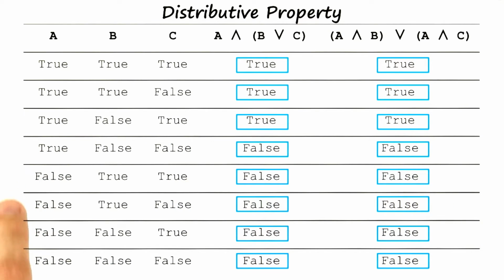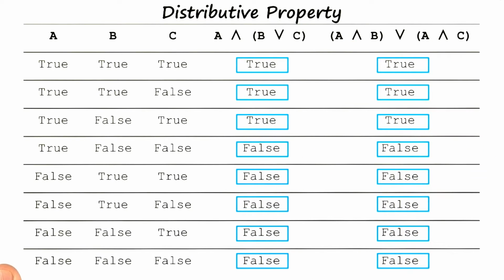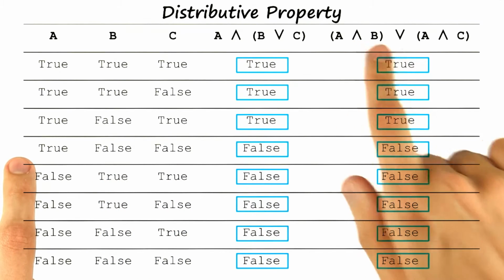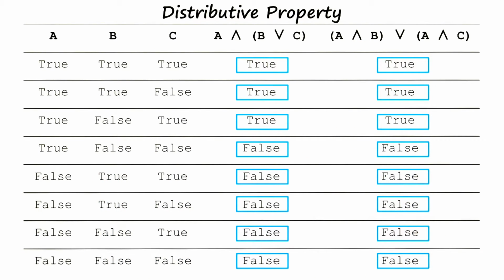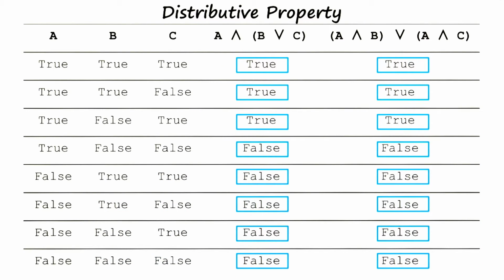For all the ones at the bottom, A is false, which means it's going to go ahead and render both of them false. And for the fourth one, B and C are both false, meaning each individually is going to become false. So what we see here is that the truth values for these two formulas actually end up the same, so I guess they're equivalent as well.